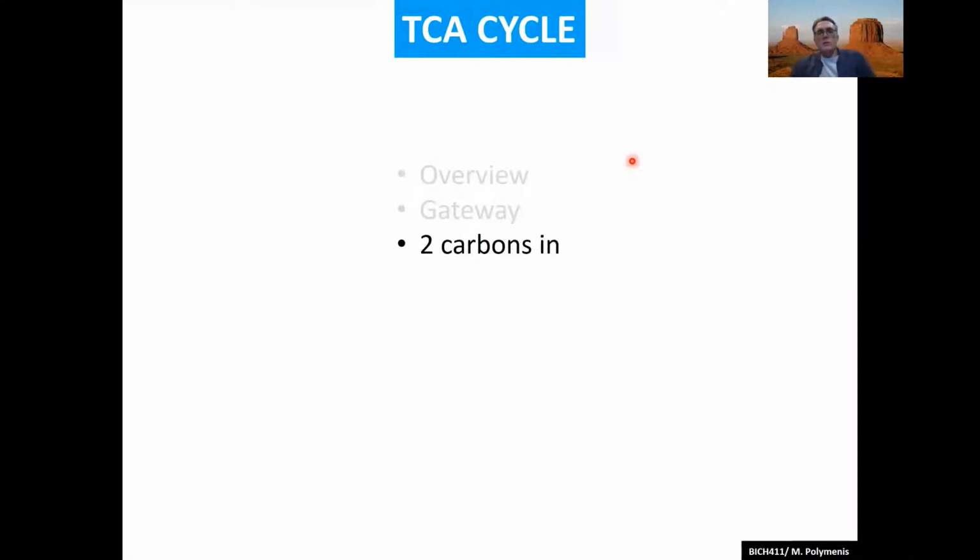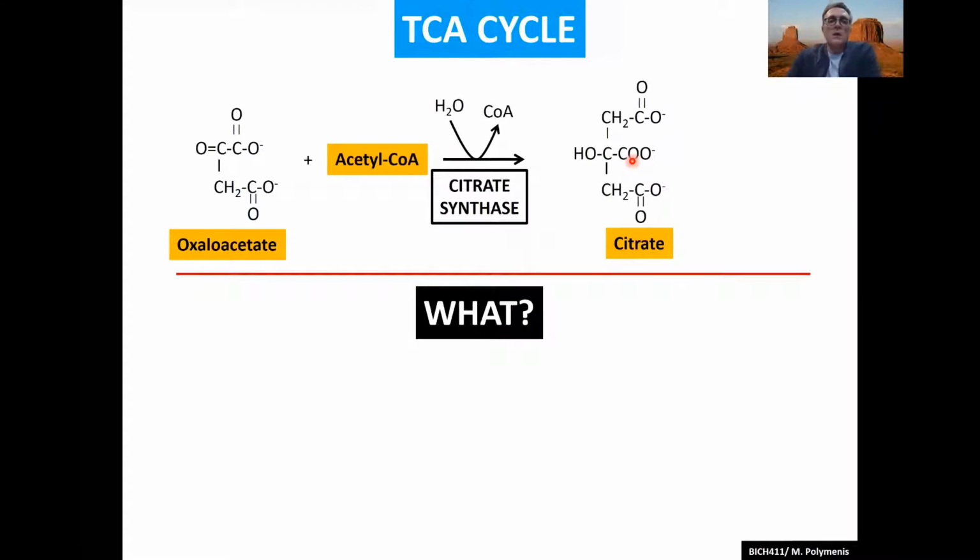Let's move on in this video with the TCA cycle and how the two carbons are coming into the cycle. That's the input. And the enzyme that does that is citrate synthase. So it takes the two carbons from acetyl-CoA that we saw in the previous video, how it is generated by pyruvate dehydrogenase, and combines those two carbons with oxaloacetate, which is a 4-carbon unit, to give us citrate, which is a 6-carbon unit. And of course, coenzyme A is released as a product.